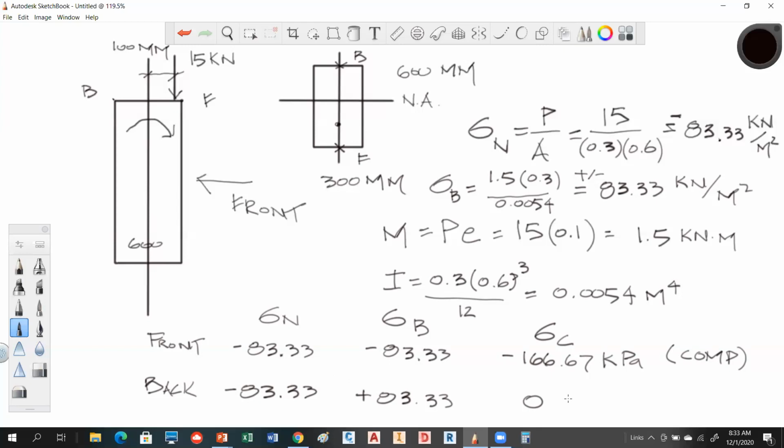Okay. So what happens is we're going from 0 at this end up to 83.33. So if you're doing a pressure diagram like we've looked at before, you would just have a straight linear line going from 0 to 83. So as you step across this, it just becomes more compressive as you get to here. So this whole thing is experiencing compressive stress. Does that make sense now?